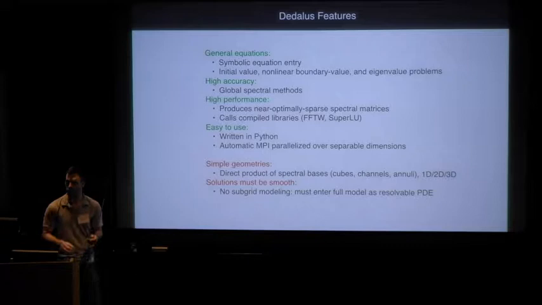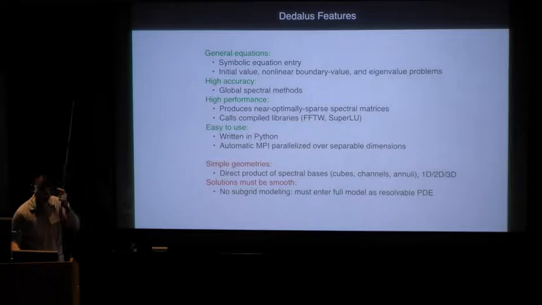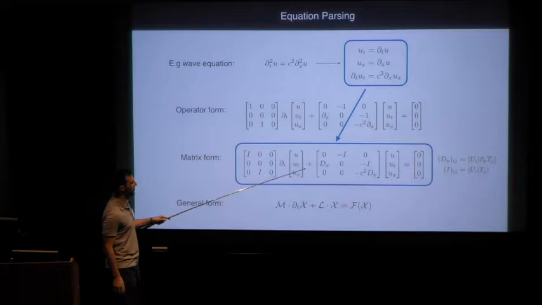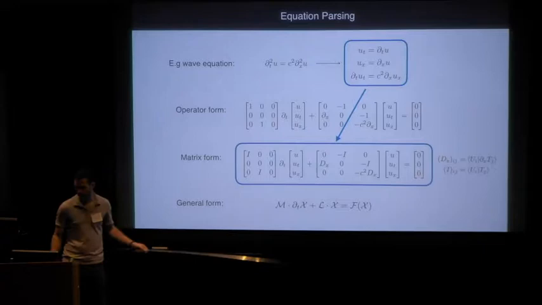The other restriction is that there's no subgrid dissipation, so you have to enter a fully resolvable PDE with a regularized solution. In this example from before, what Daedalus is doing is you type in your equations like this, it produces this system, and then the system takes the form of this general matrix system, which is the thing that the code actually knows how to solve. No matter what PDE you give it, it just looks like this, so it uses the same procedure to solve it.